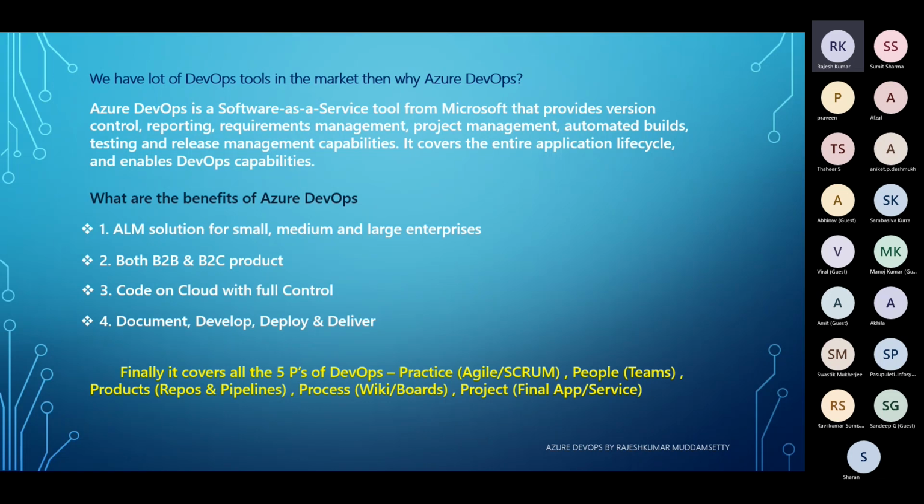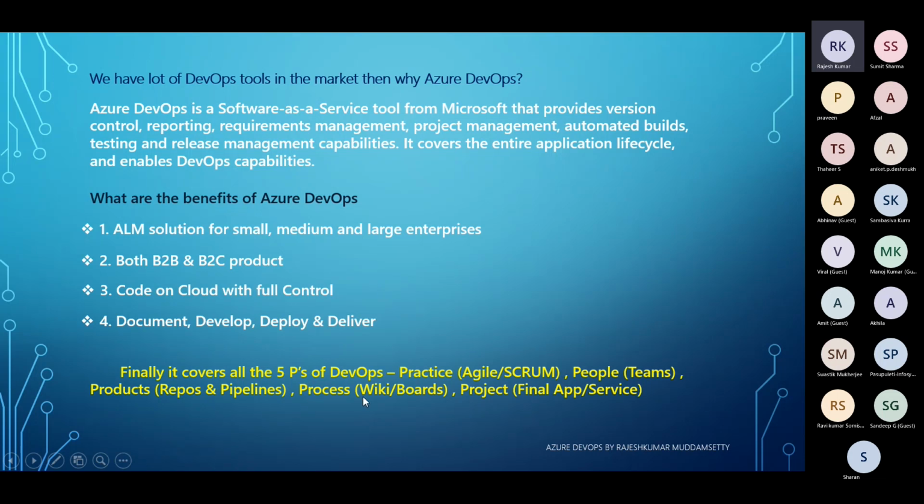Okay, this person is from the development team, so this person has access to source code. This person is from IT admin, so this person has no need to have access to the source code. This person might have access to release management or build management. Then products. Repos are used for source code, pipelines are used for build and release activities.